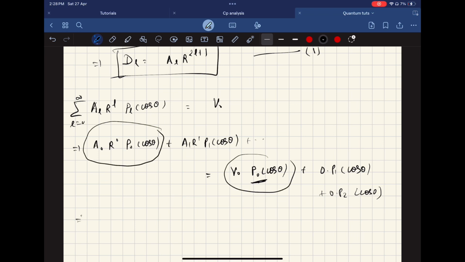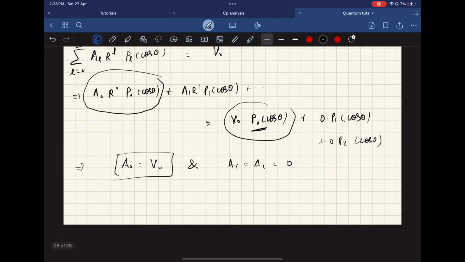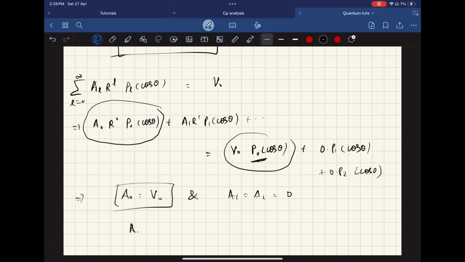So from here we can say that a0 r to the power 0 is 1 and p0 cos theta is also 1. So we have a0 is equal to v naught, and for the remaining terms, a1 equals a2 equals and so on, equals 0. So we can write it as al equals v naught if l is equal to 0, and it is 0 if l is not equal to 0.